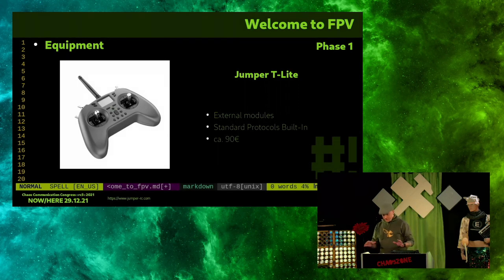And next is a pretty good starter controller or transmitter. It is the Jumper T Lite. It's an inexpensive transmitter that runs on OpenTX. It can be extended with external modules and comes shipped with multi-protocol functionality. You can use this single controller for bind and fly quads. A bind and fly quad is, if you buy a quad, it comes pre-built and you can just bind your controller to it. At the time of this presentation, it costs about 90 euros. And it's small, fits in your hands, kind of like an Xbox controller style. Feels like an Xbox controller.